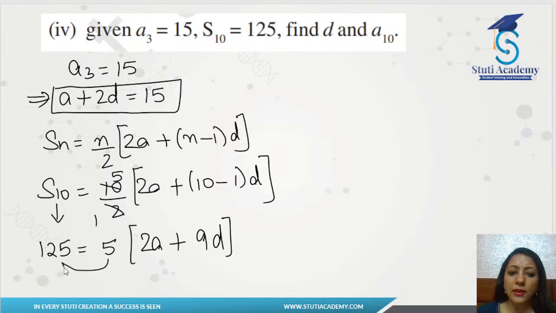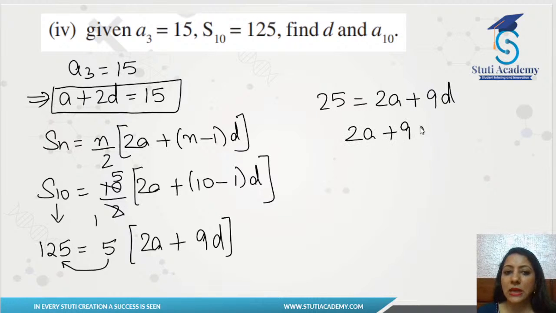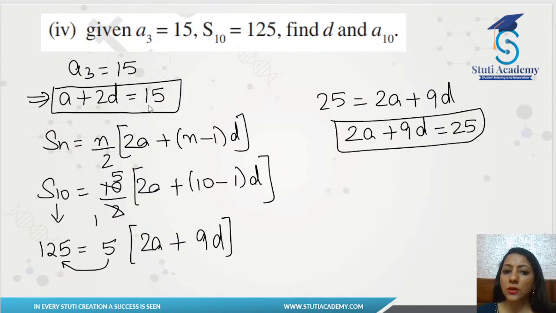Now 5 I'm going to take on the other side. It will get divided. So 125 divided by 5 will give me 25. So this is 25 is equal to 2A plus 9D. So that can be written as 2A plus 9D is equal to 25. I've just switched the LHS and RHS here. Now these are two equations in two variables A and D and we will solve as usual.